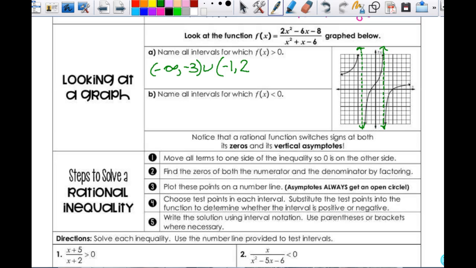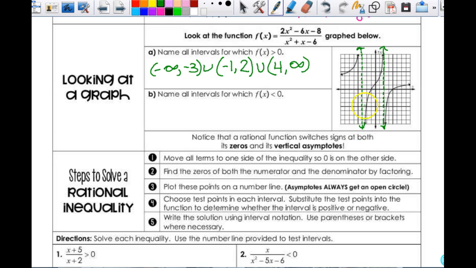And then 2 is at an asymptote, so definitely not touching that, right? And then it's positive starting where? 4 to infinity. Don't include my infinity. Do I include 4? No, okay? Because at 0, it is not positive or negative. Okay, so you got a positive part of your graph, a negative part of your graph, and a 0 part of your graph. All right, so then name all intervals for which the function is less than 0.